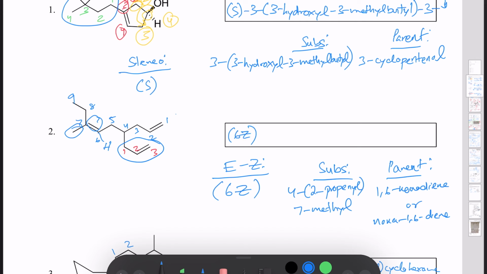So 6Z. Now when we look at the substituents, we see that the methyl group would be placed first because of alphabetical order. 7-methyl, 4,2-propenyl, and then for the parent chain, I'm just going to go for 1,6-nonadiene, but either way, it's your preference.